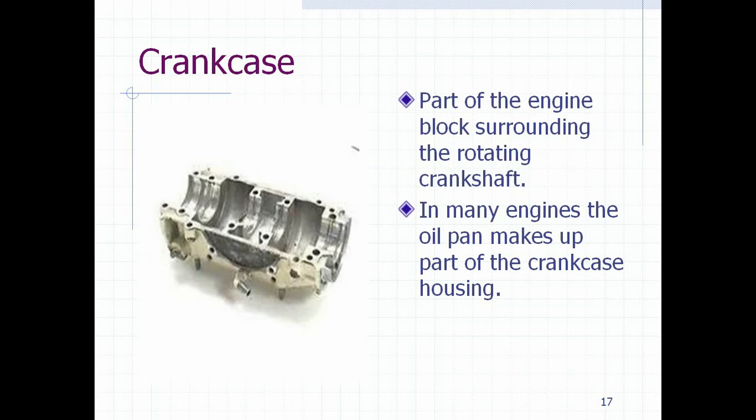Crankcase. The crankcase is the part of the engine block surrounding the rotating crankshaft. In many engines, the oil pan makes up part of the crankcase housing. In some high-performance engines, the crankcase is designed with windows between the piston bays to allow free airflow between the bays. This is to reduce the air pressure buildup on the backside of the piston during the power and intake strokes.